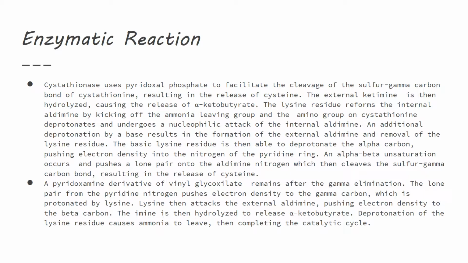A pyridoxamine derivative of vinyl glyoxylate remains after the gamma elimination. The lone pair from the pyridine nitrogen pushes electron density to the gamma carbon, which is protonated by lysine. Lysine then attacks the external aldehyde, pushing electron density to the beta carbon. The imine is then hydrolyzed to release alpha-ketobutyrate. Deprotonation of the lysine residue causes ammonia to leave, which then completes the catalytic cycle.